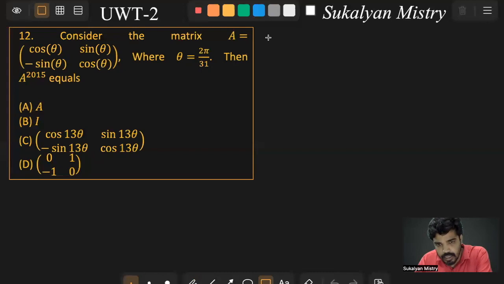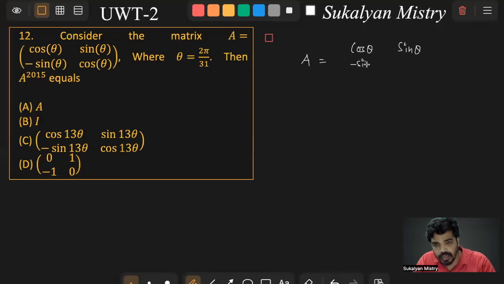So next question. What is given? Here it is given that A is equal to the matrix with rows cos theta, sin theta and minus sin theta, cos theta.